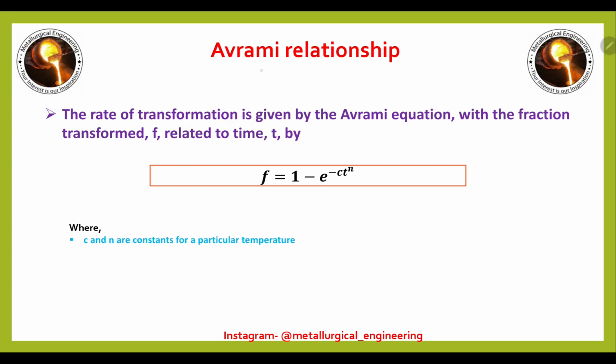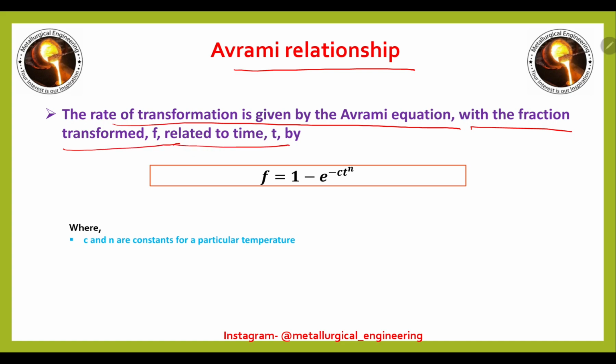So first we will see this Avrami relationship. In this Avrami kinetics, the rate of transformation is given by the Avrami equation, with the fraction transformed related to the time. This transformed fraction is given by f, and the formula is f is equal to 1 minus e to the power minus c t to the power n. So we can write 1 minus f equal to e to the power minus c t to the power n.